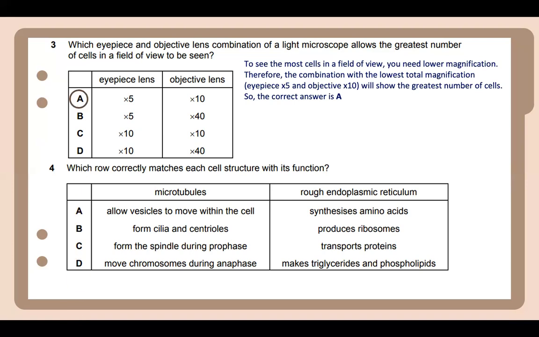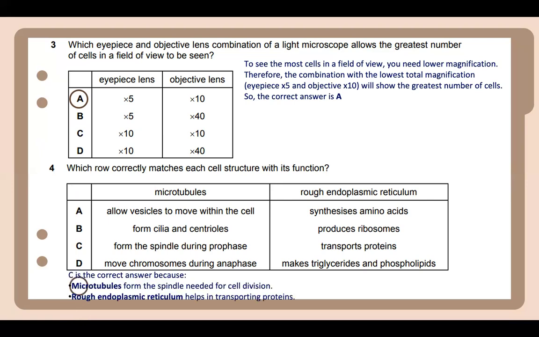Which row correctly matches each cell structure with its function? The answer will be microtubules form the spindle needed for cell division, and meanwhile, rough endoplasmic reticulum helps in transporting protein. The answer will be C.